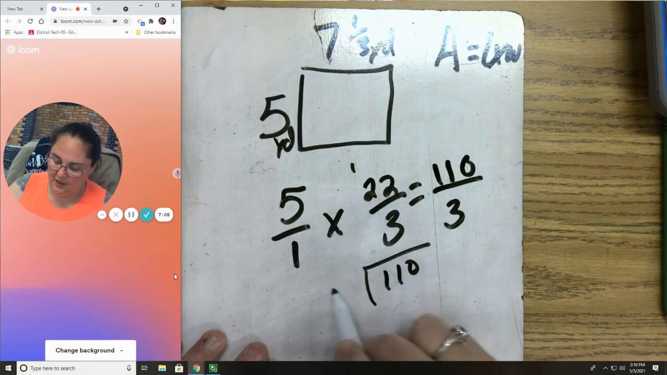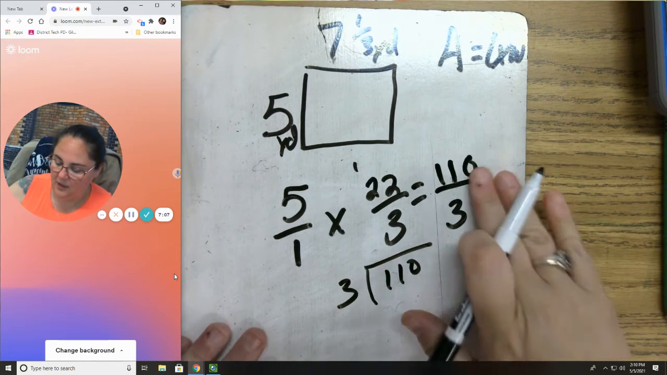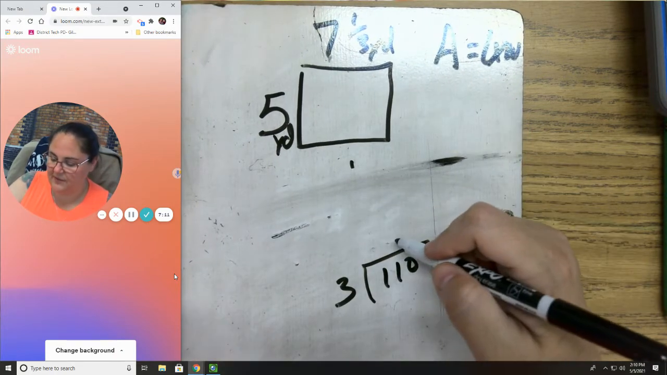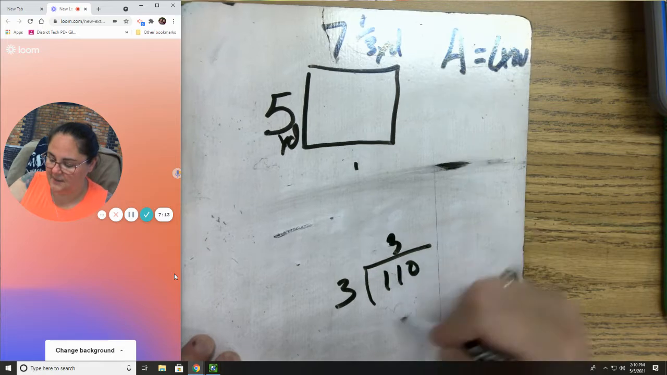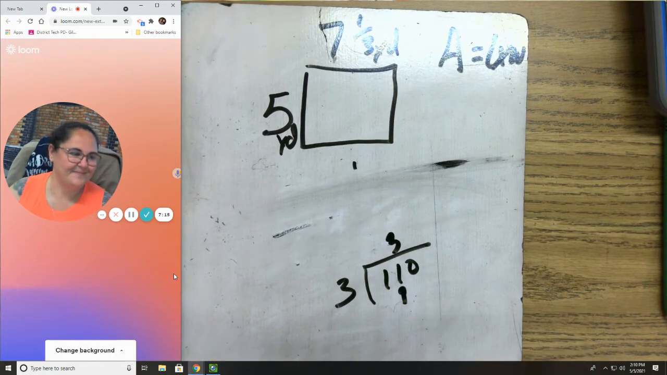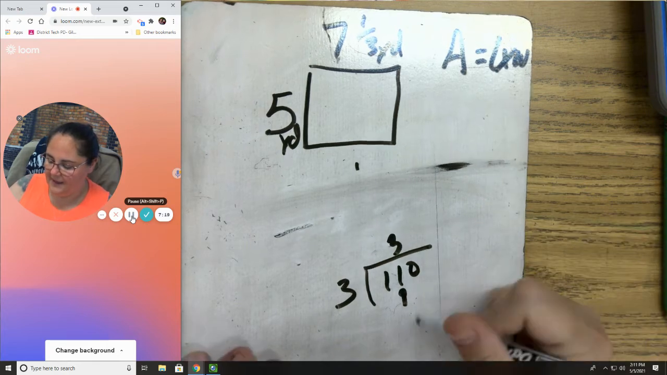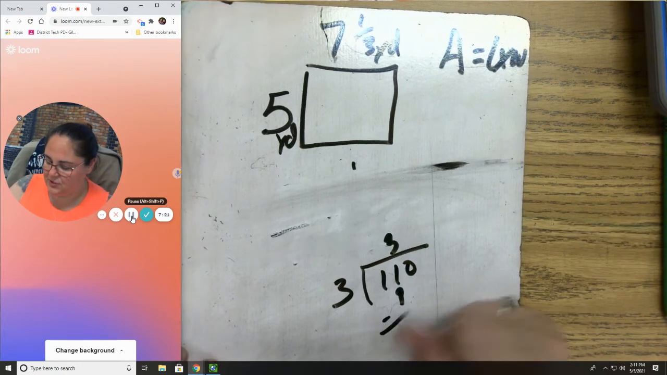110 over 3. Now I need to divide. 110 divided by 3. All right, 3 goes into 11 3 times. 11 minus 9 is 2.